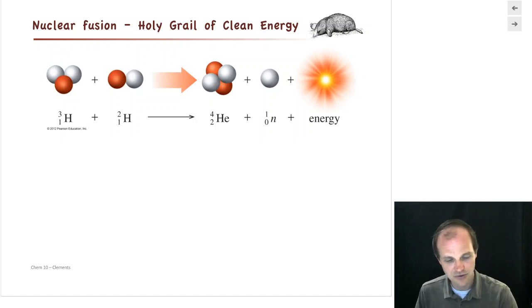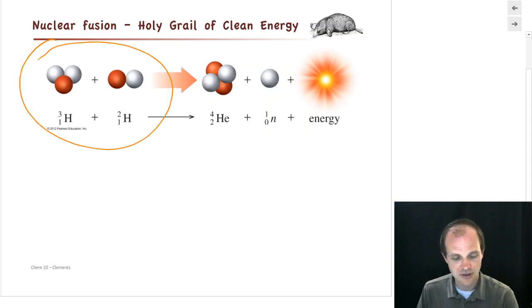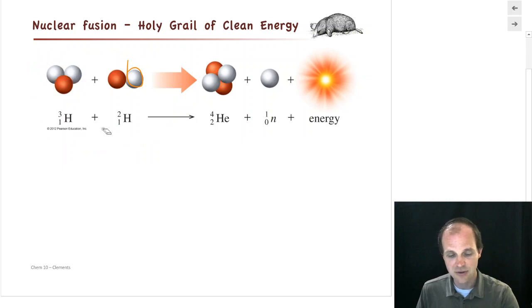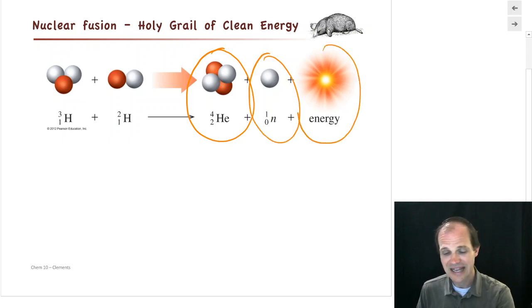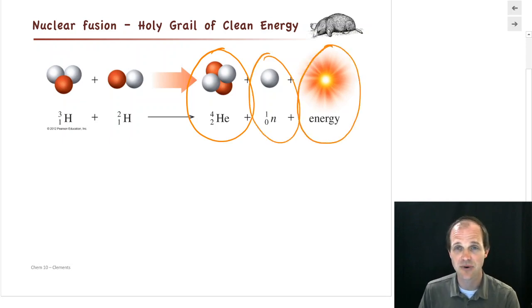You take two forms of hydrogen. You take hydrogen with 2 neutrons, and you take hydrogen with 1 neutron, and you combine them together, and you make helium, another neutron, and ridiculously more energy than a nuclear fission power plant does.